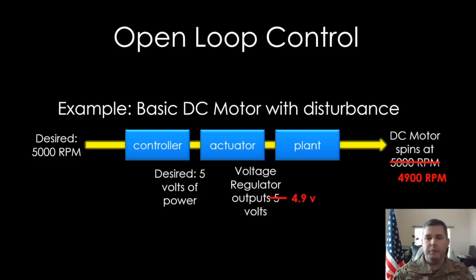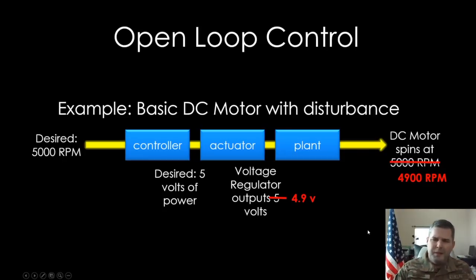Here's an example of the same exact motor with the same exact input, but now we have a disturbance. Our voltage regulator is acting up. It's off by about 2%. We still input the desired 5,000 RPM. The controller still says we need 5 volts of power, but now our actuator, our voltage regulator, is off by 2%. Even if everything else is perfect, our output is now off by 2%.